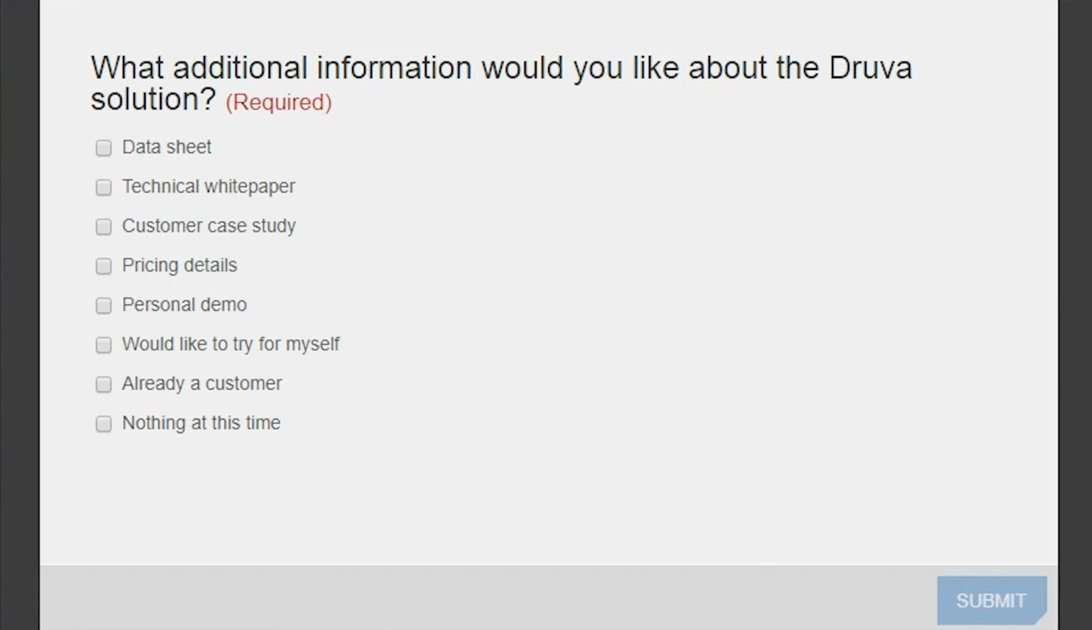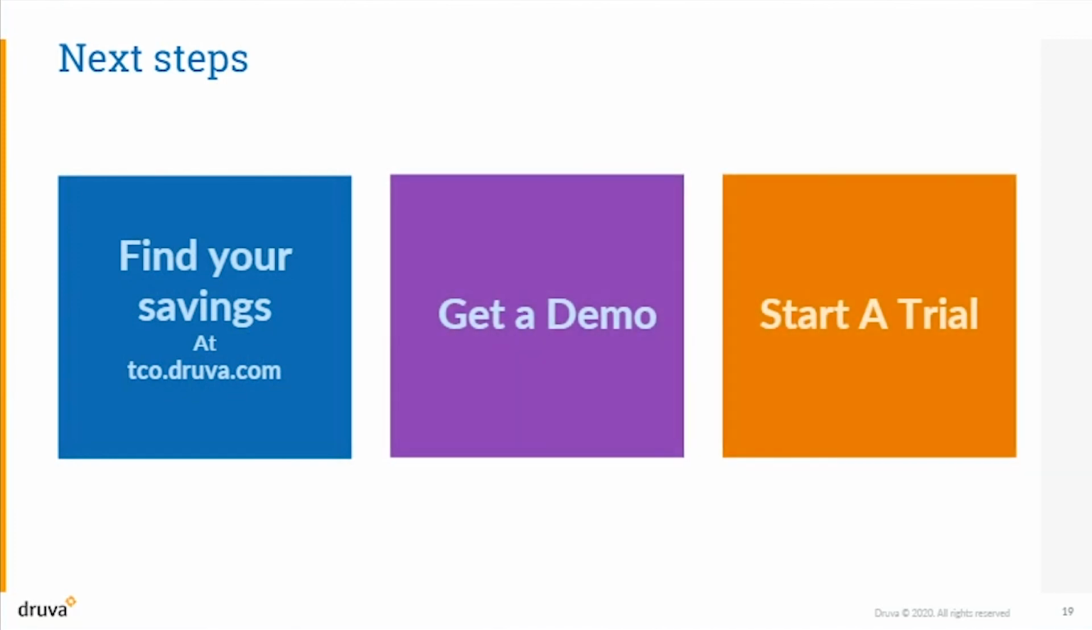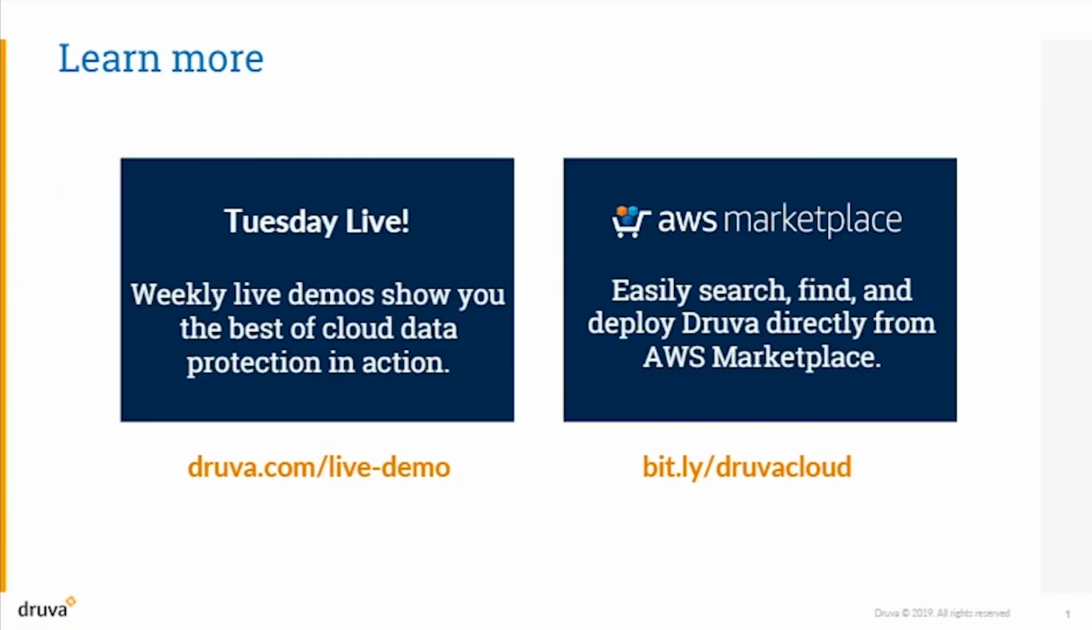Nice. Okay. Well, I know we're running out of time here on this event. I know we still have our prize announcement, but first I wanted to answer the final question here, and that is, how should people get started with Druva? I know we had 2 slides. I'll go to one of them here. Next steps: find your savings using the TCO calculator, get a demo and start a trial, and also the live demo links here on the screen. Tuesday weekly live demo shows, and you can get Druva as well in the AWS marketplace.